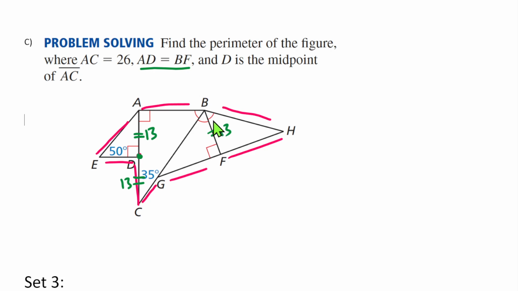Well, notice how they marked all three of these angles the same? So maybe we could find one. We can find this one because it's in a right triangle where we know 35 and 90, right? So 35 plus 90, take it away from 180, and you'll find this angle. All three of these angles will be the same.